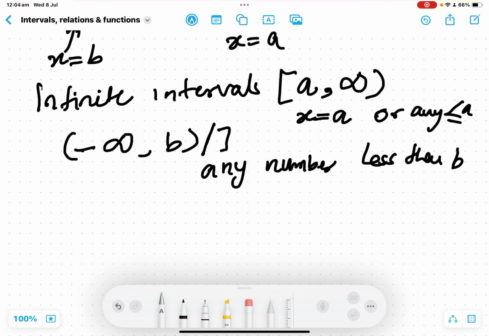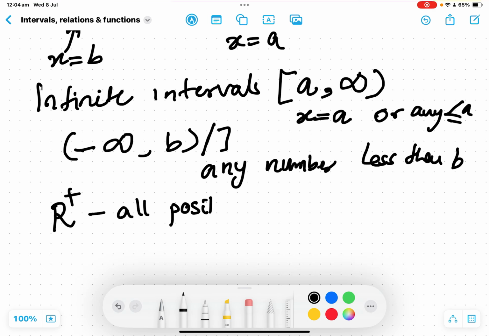So there are some intervals that we usually come across. One interval is called R plus. This is all positive numbers. If I show it as an interval, I can say 0 to infinity, and both are open brackets because 0 is usually not a positive number.